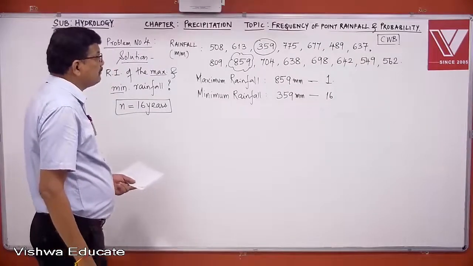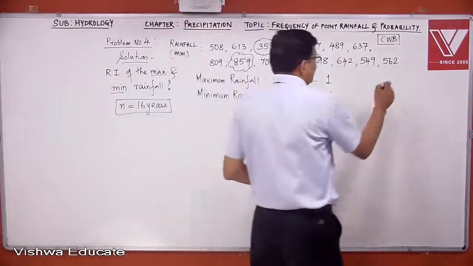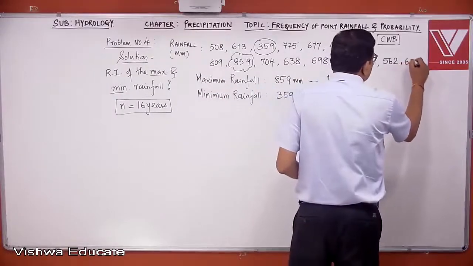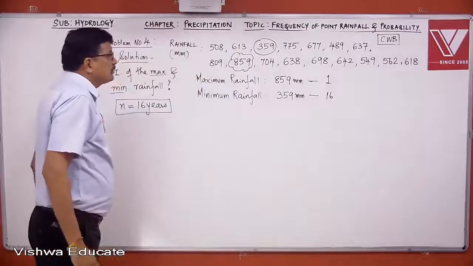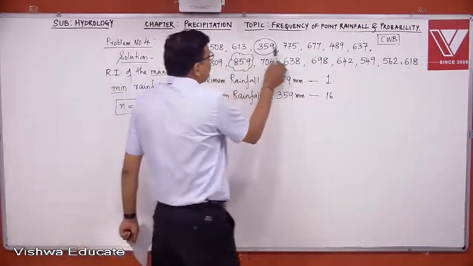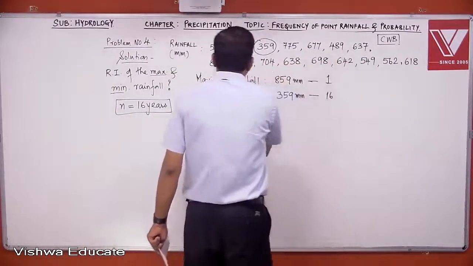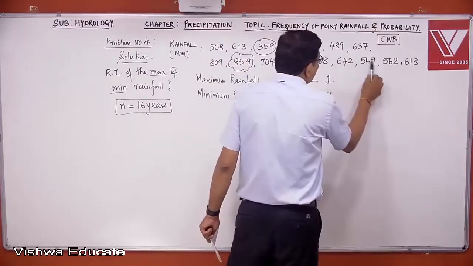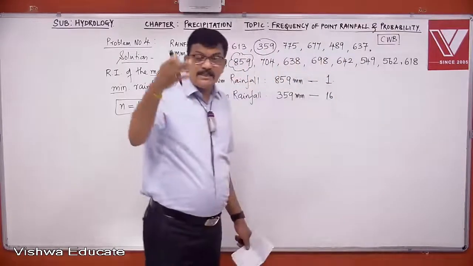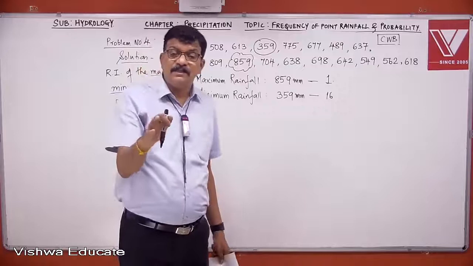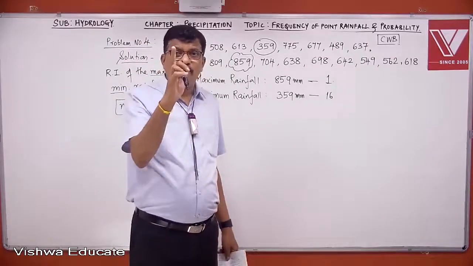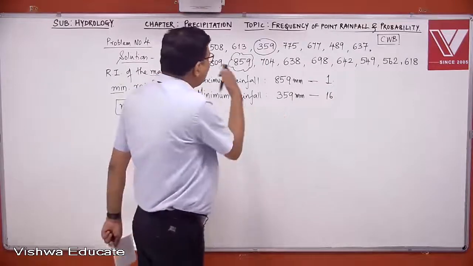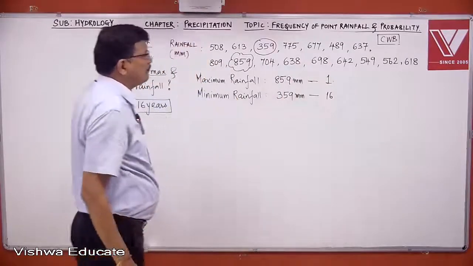There should be 16 values. There is one more value which I have actually not entered here, that is 618. So in all we have 1, 2, 3, 4, 5, 6, 7, 8, 9, 10, 11, 12, 13, 14, 15, 16. 16 years is 15 intervals, whereas for each year you get one rainfall value. So we have 16 values here.